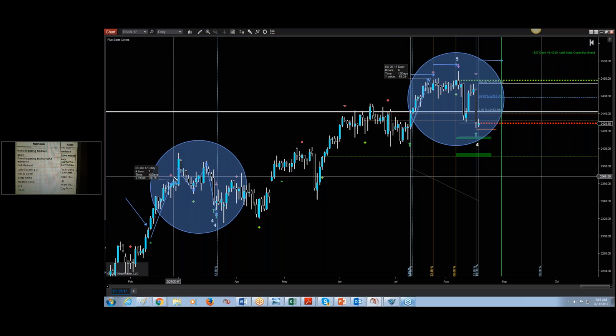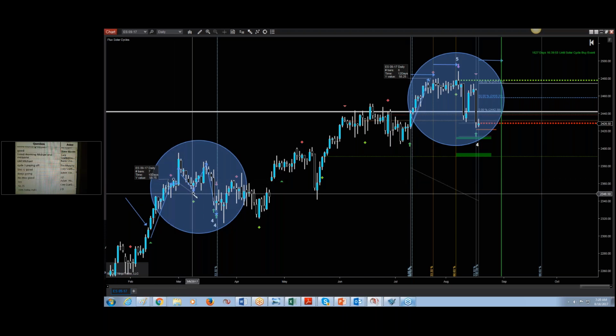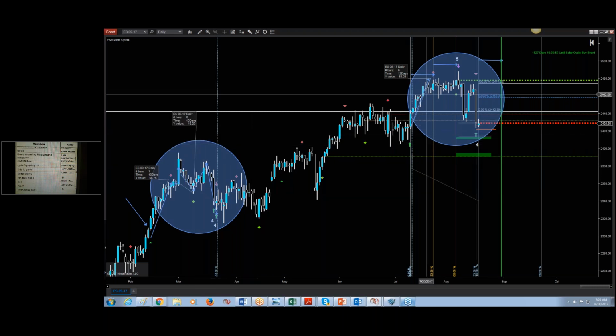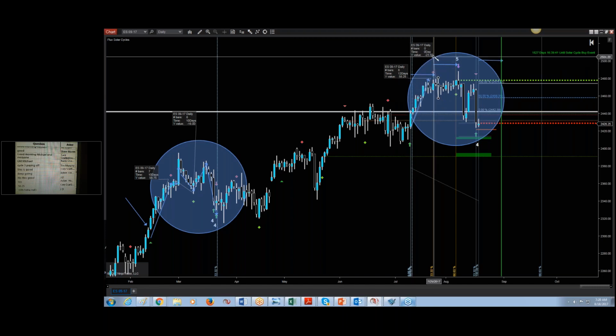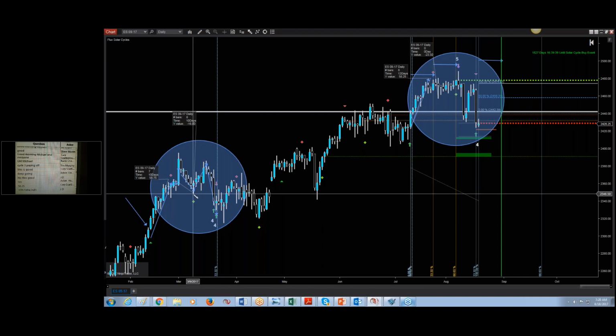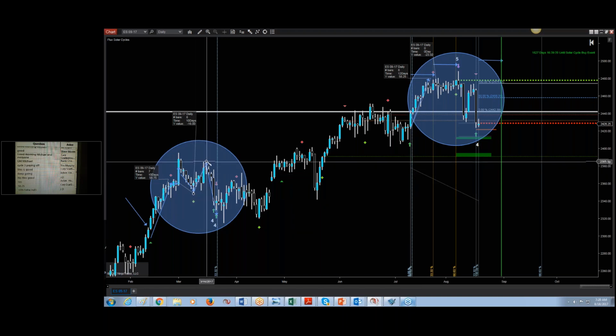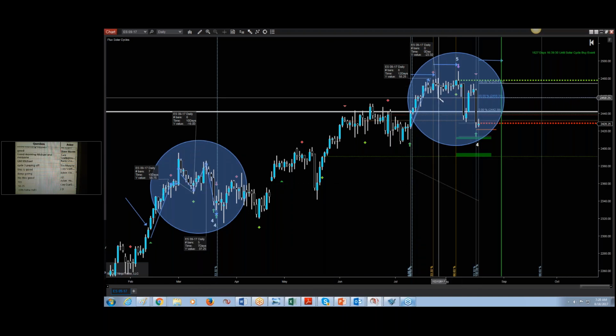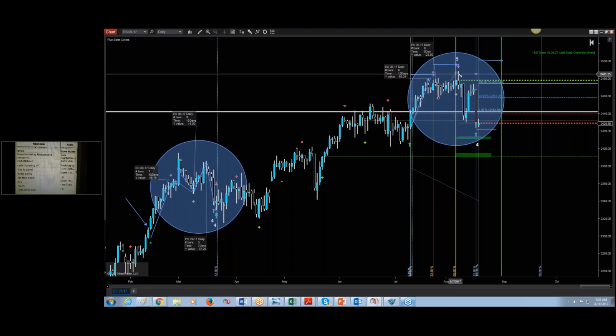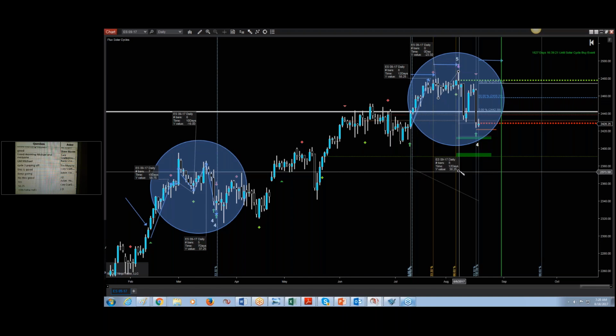So now I'm going to measure from here to the pullback. From here to the bottom of the pullback, it went $16. Okay, so from the high here to the bottom of the pullback, it went $23. Okay, now from the low to the high, it went $37. From the low to the high, it went $30. So, Carrie, it's fairly scalar, right?